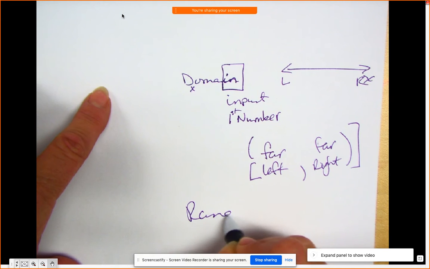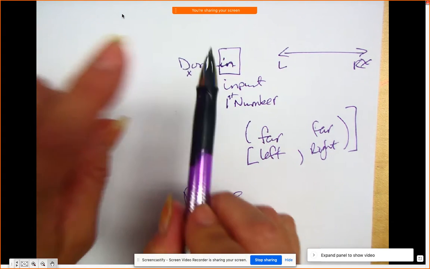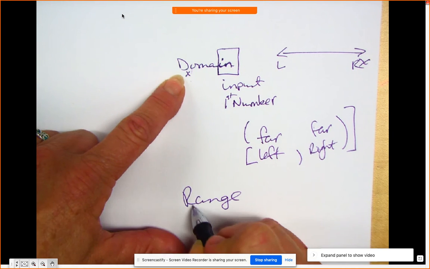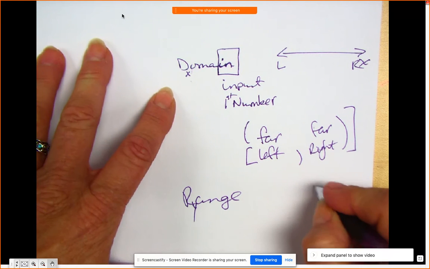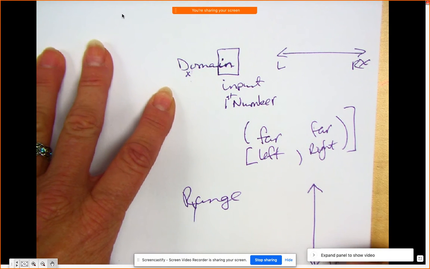For range, I have no fancy way to remember that, except I remember domain is X, so range has got to be the other letter. That's the Y. It goes from the lowest to the highest.